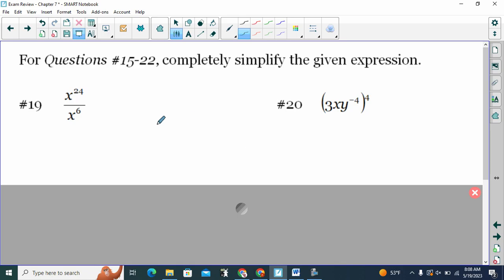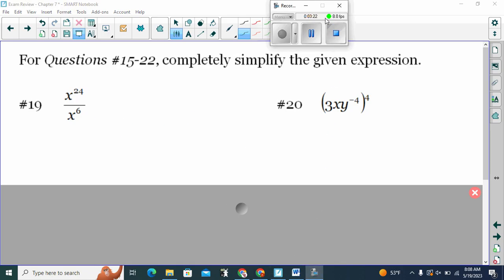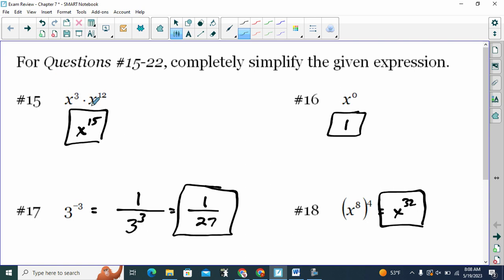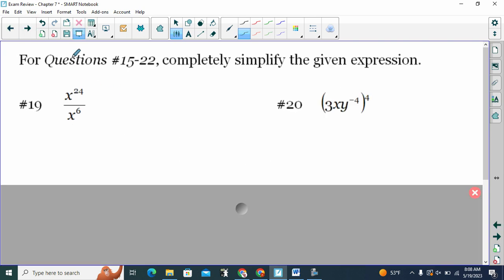Number 19 says x to the 24th divided by x to the 6th. When we multiply, we add exponents. If I divide with the same base, they're both x, when I divide, I subtract exponents. 24 minus 6 is 18. Answer is x to the 18th power.